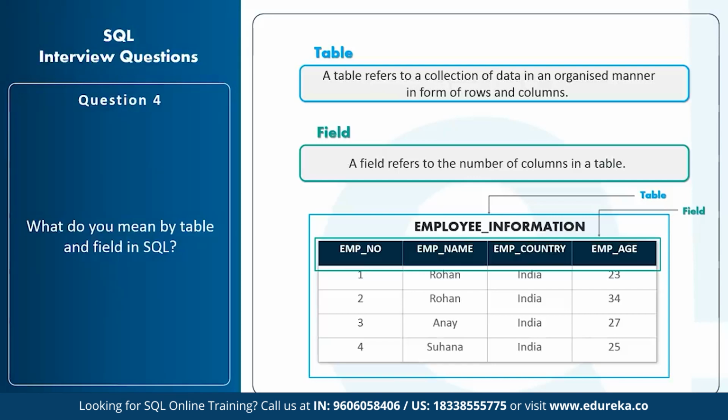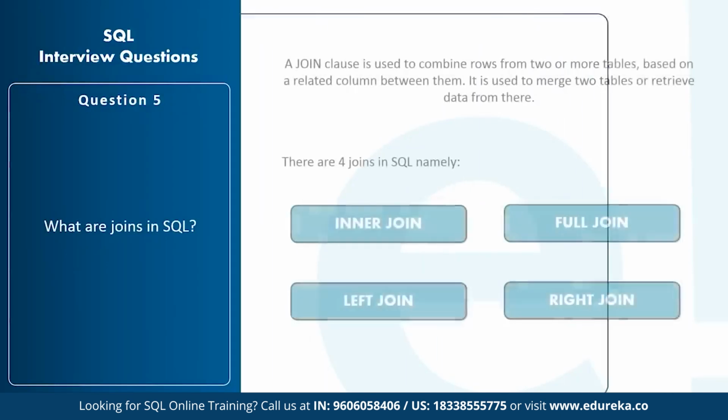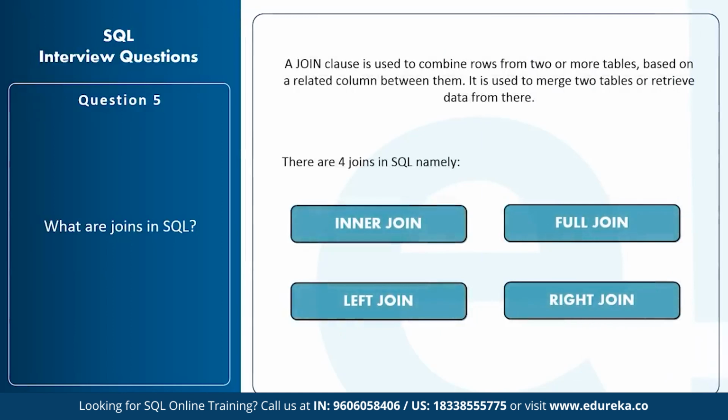Now moving on to our next question, that is, what are joins in SQL? This is one of the most popular questions that is generally asked in interviews. A join clause is used to combine rows from two or more tables based on related columns between them. It is used to merge two tables or retrieve data from them. And there are mainly four types of joins in SQL: the inner join, the full join, the left join, and the right join, right?